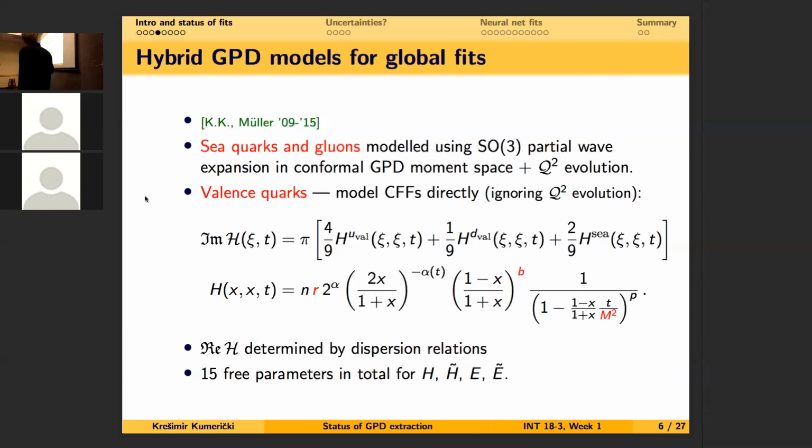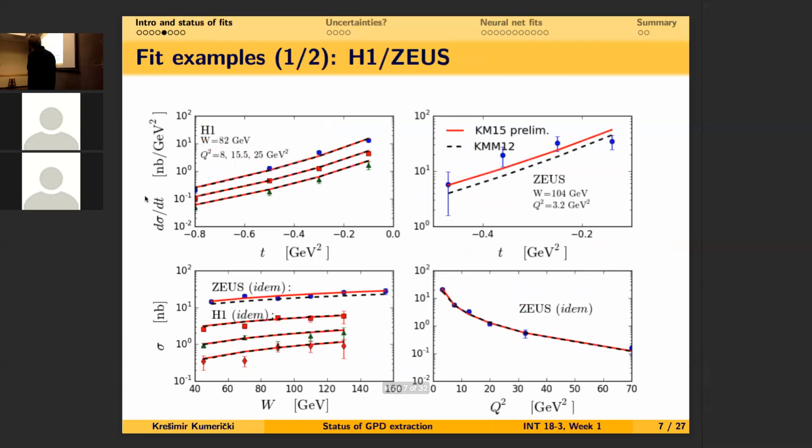I will not now really show you how the fit works throughout all the available data. I will show just plots for illustration from the two opposite ranges of x Bjorken. For HERA, the H1 and ZEUS data, you can see that you can fit quite nicely the t dependence of the DVCS cross-section, then the W dependence, the Q-square dependence is here, quite nice. So there is no problem here.